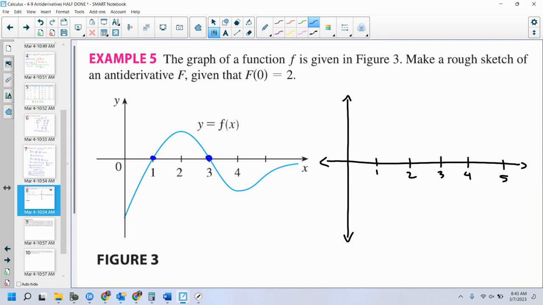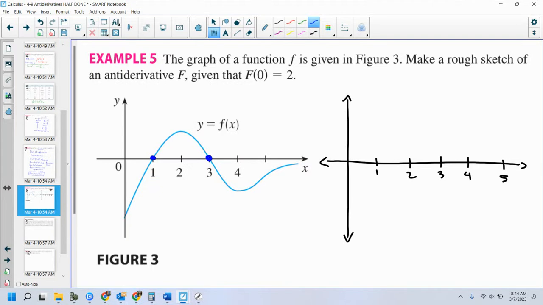Now, is 1 a maximum or minimum? Well, think about it this way. It's going from negative to positive, right? So this is telling me this function is decreasing on the interval 0 to 1, and it is increasing on the interval 1 to 3. So if this goes from decreasing to increasing, what does that tell me about 1? It's a minimum point. All right, so let's make a minimum point.